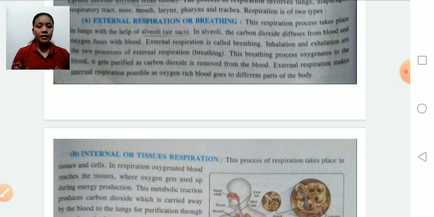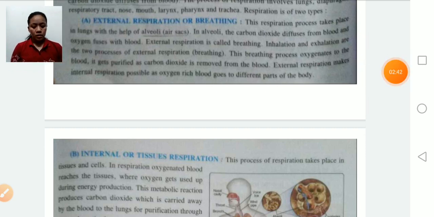Inhale and exhale are the two processes of respiration, that is breathing. In this breathing process, oxygen is supplied to the blood. It purifies the blood and removes the carbon dioxide from the blood. External respiration purifies the blood through removing the carbon dioxide from it. External respiration makes the internal respiration possible.